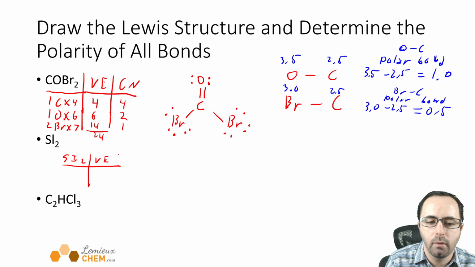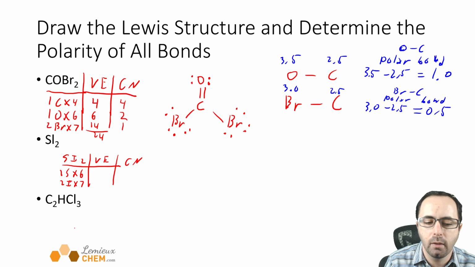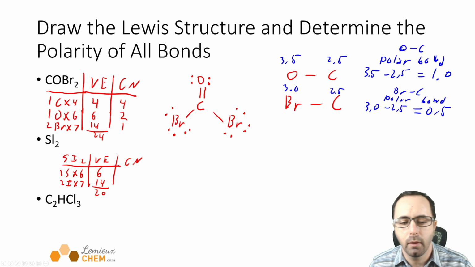Valence electrons, valence number. We've got 1 sulfur, 2 iodines. Sulfur is group 6, 6 valence electrons. Iodine is group 7, 7 valence electrons. So 1 times 6 for the sulfur is 6 valence electrons, and 2 times 7 for the iodines is 14. That is 20 electrons.